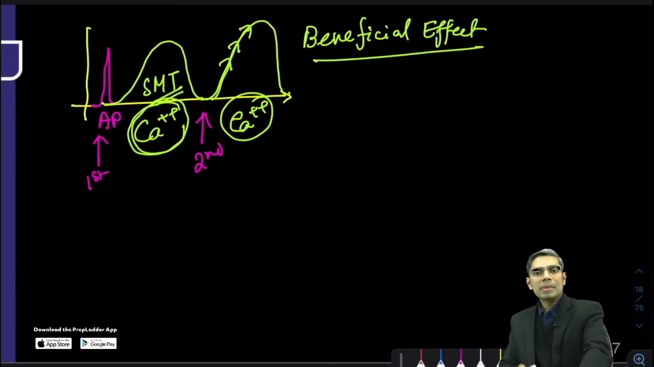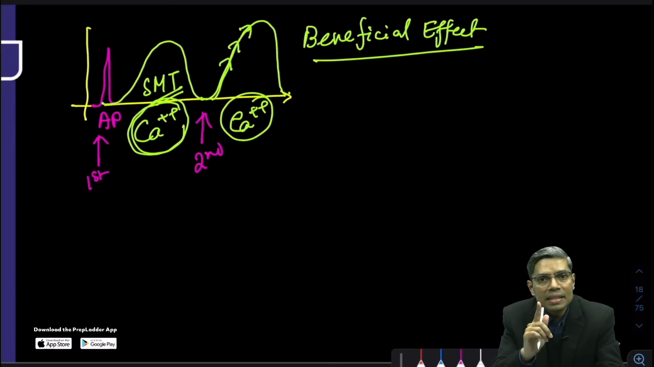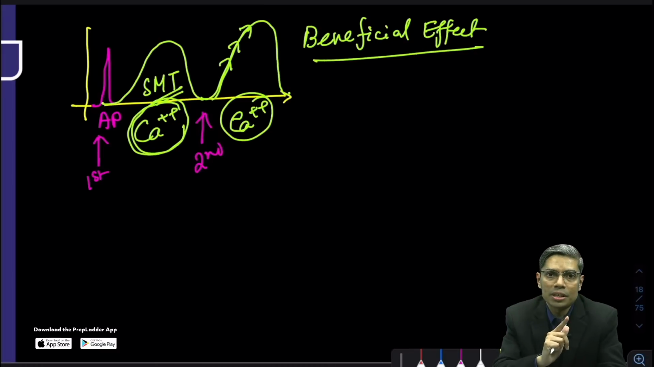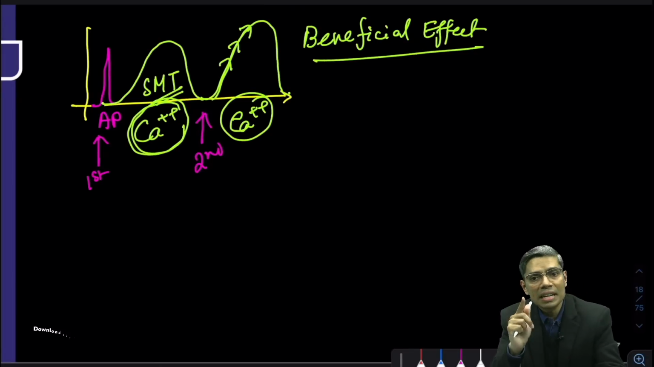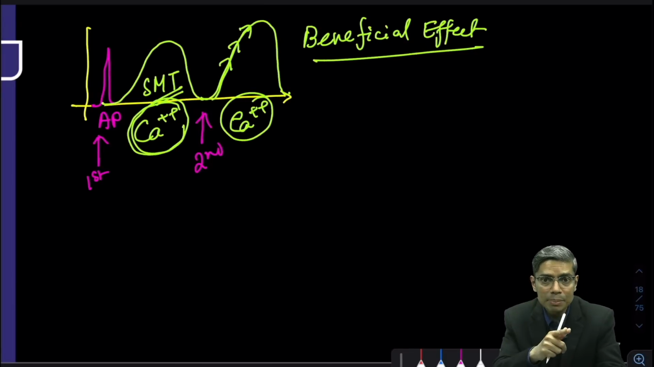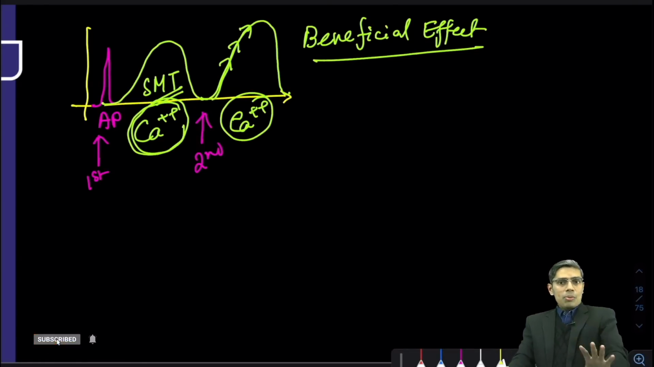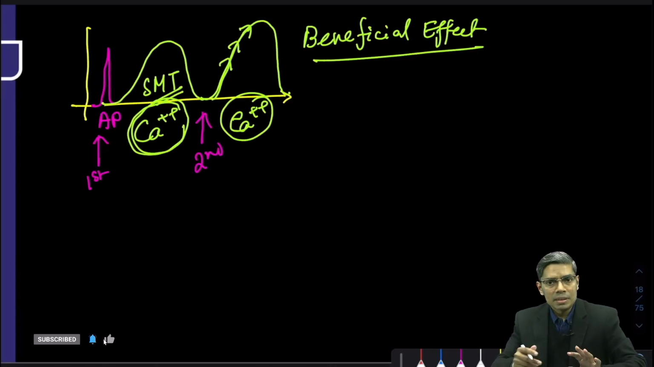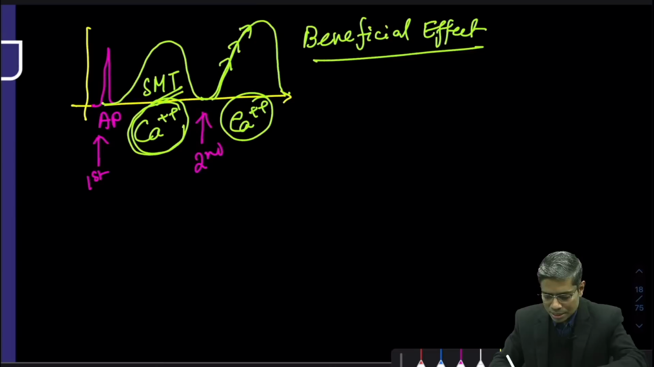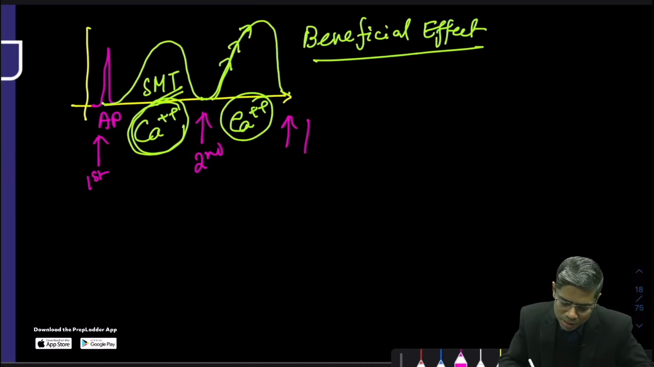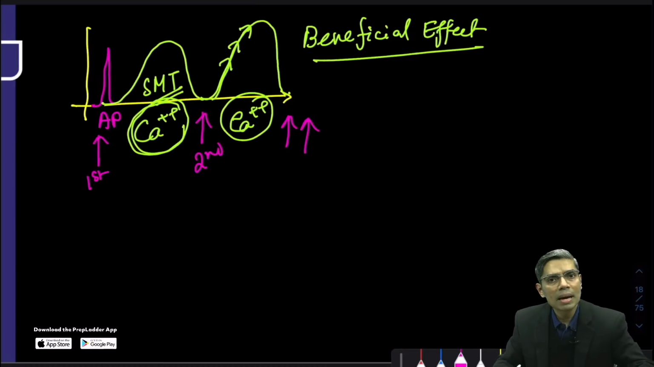What do you mean by that? It means the second contraction is getting benefited by the first contraction. That is the meaning of beneficial effect, right? So if you continue this kind of stimulation, if I go on giving multiple stimulations like this, what will happen? There will be a gradual increase in the height of contraction.